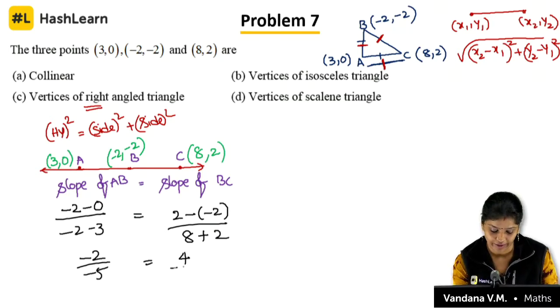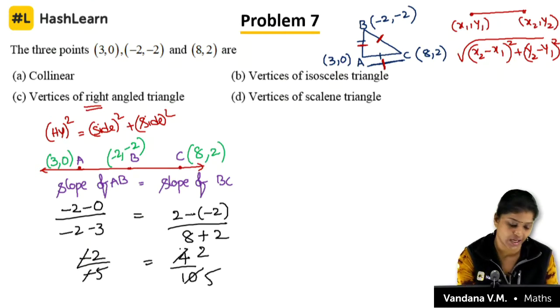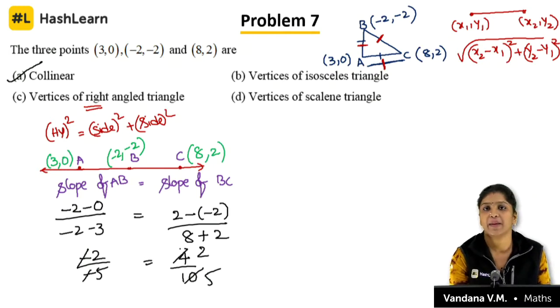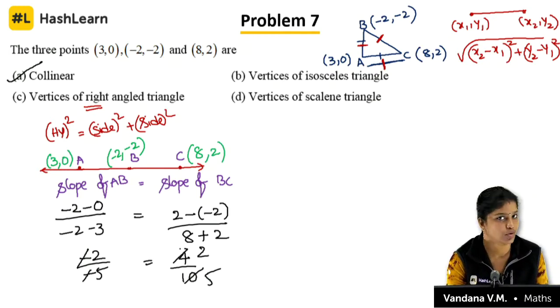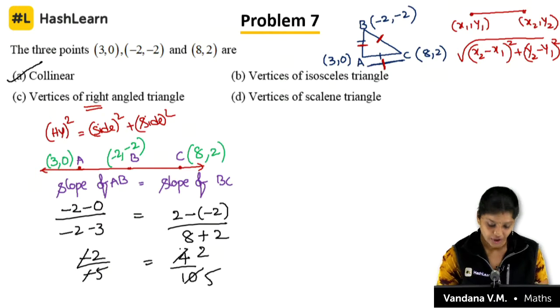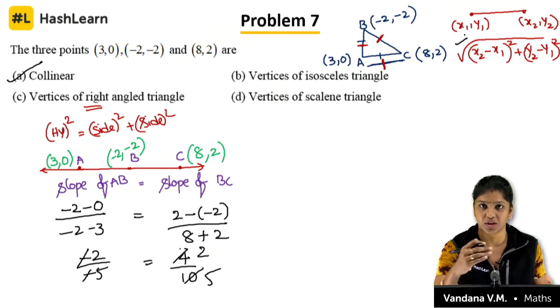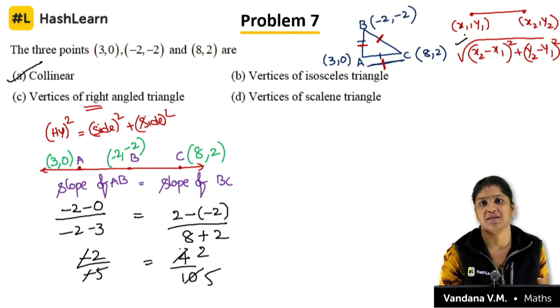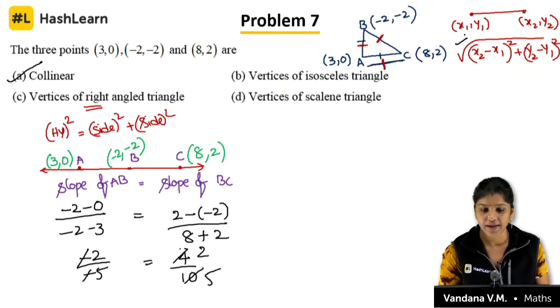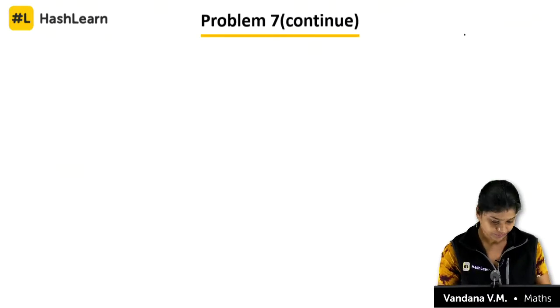This is 4 divided by 10. Minus 2 2s are 2 5s are. Yes, it is equal. So, you can directly say that A, B, C are collinear. It is not forming a triangle. If it is not equal, then I will go for this formula, find out the distance and then I will pick the answer. Understood, right? Yes. Next question.